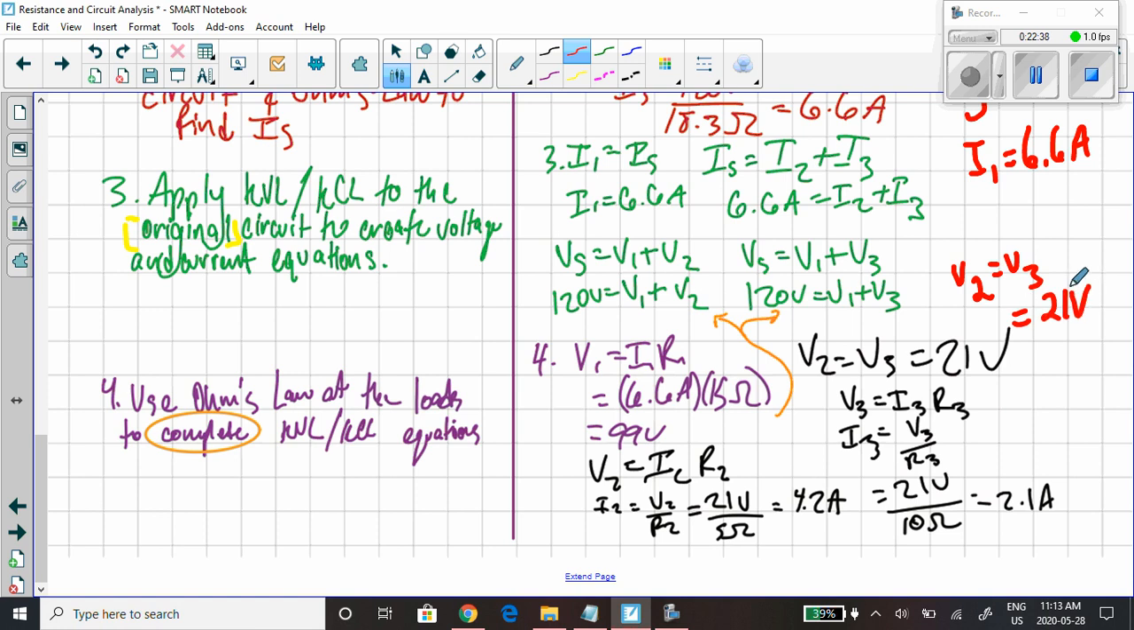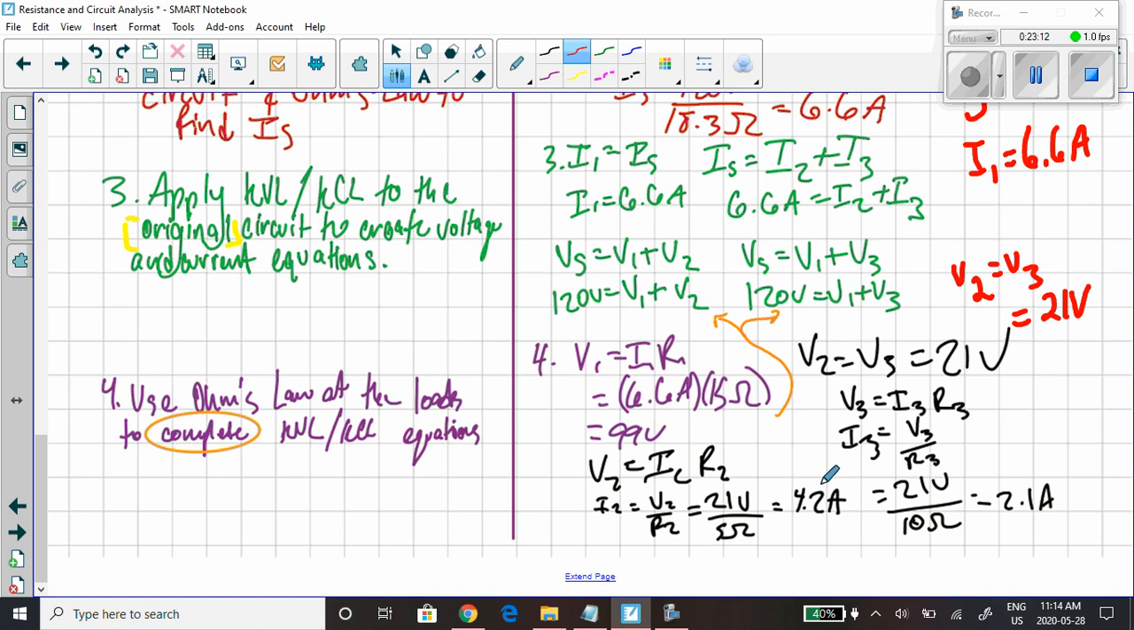Awesome. What's left to calculate? Well, kids, I still don't know I2 and I3, right? But maybe I can use Ohm's law, just like the fourth step tells me, to calculate that. So here's Ohm's law at the second load. V2 is equal to I2 times R2. I rearrange this equation. I get I2 is equal to V2 over R2. I know V2 is 21 volts. I just found that out. Divided by the 5 ohms, I get 4.2 amps.